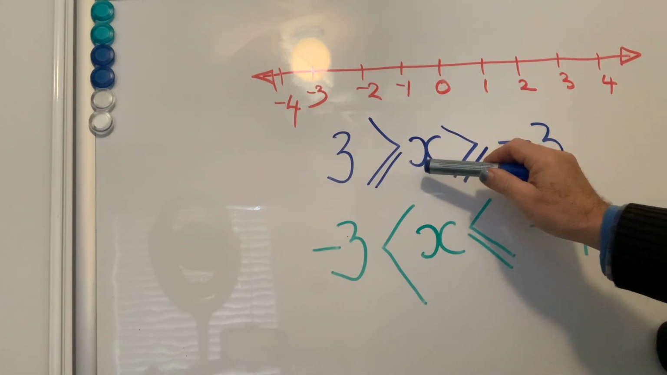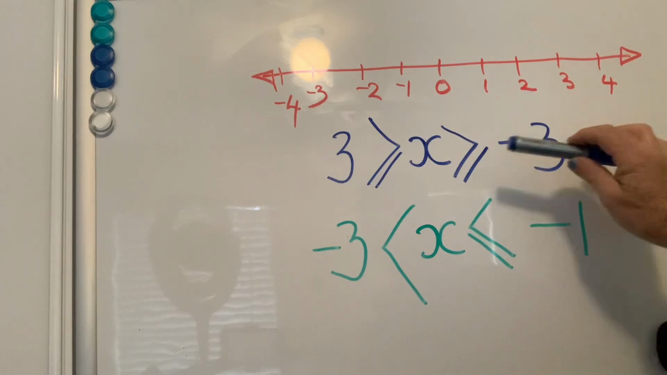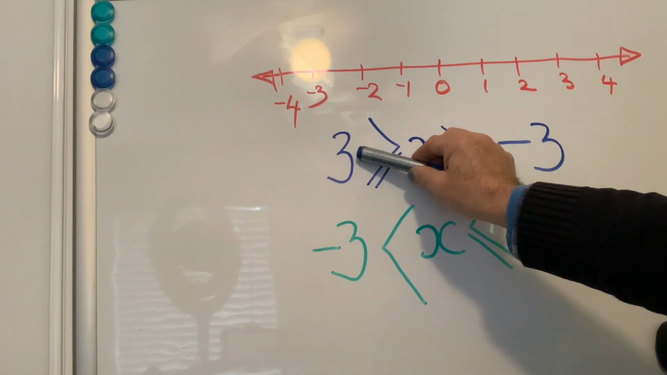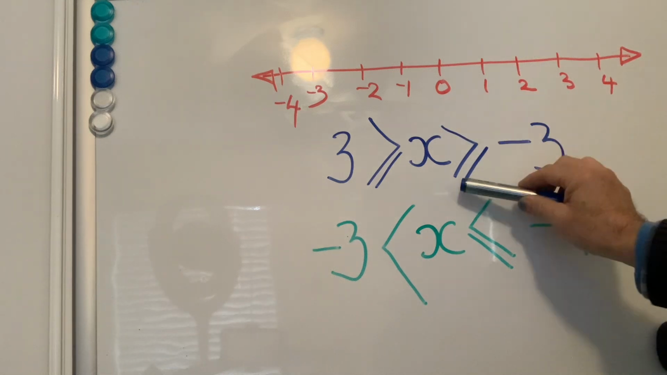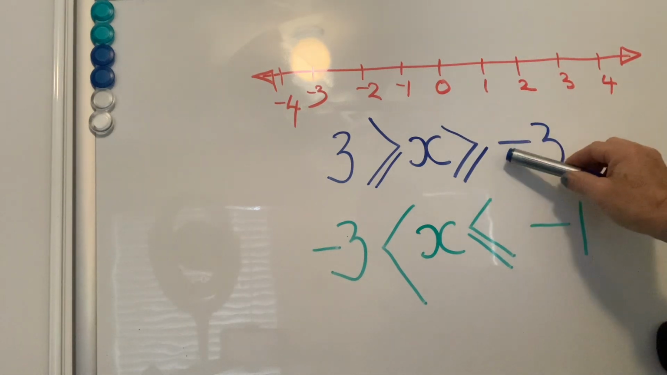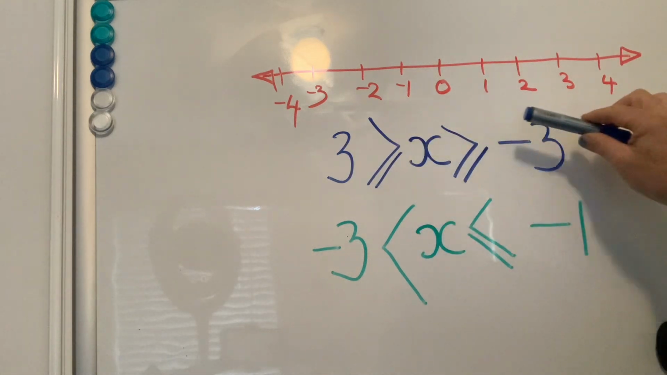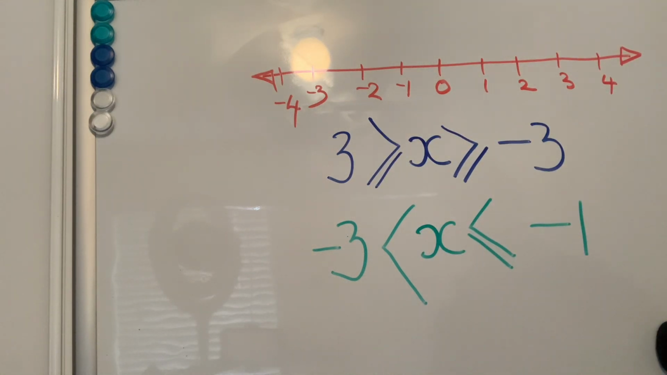So I've got the value X, or actually a range of X values. X is less than or equal to 3, and X is greater than or equal to -3. So X takes on a range of values between 3 and -3. So let's have a look at it.